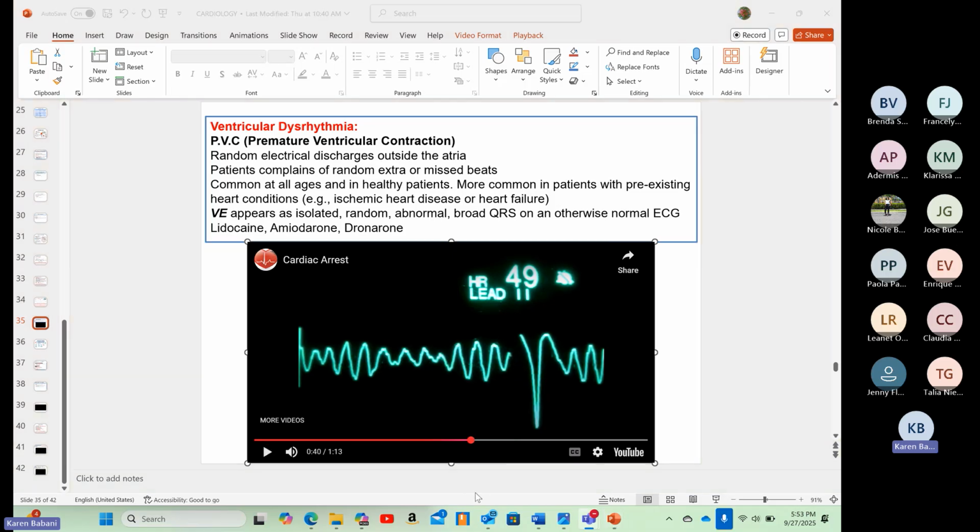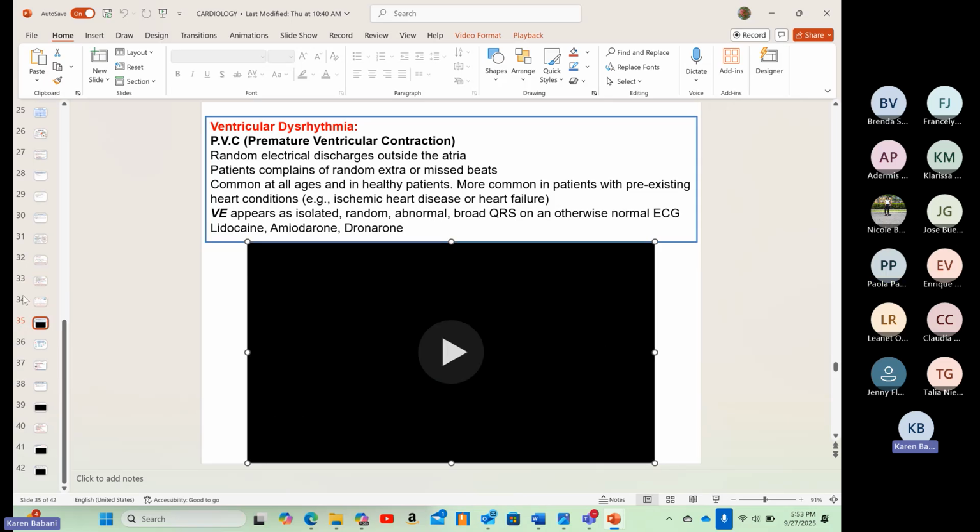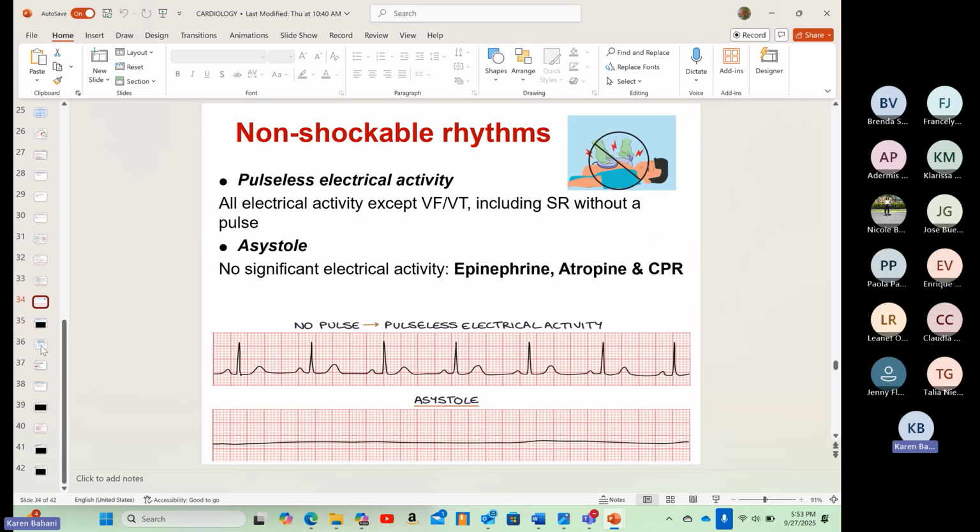Now what's happening there? You see the rhythm is changing. It's going down, right? And what does this one look like? You see how it's more disorganized? That is the point. V-fib? Yeah, it's a V-fib. It's similar to a torsade.